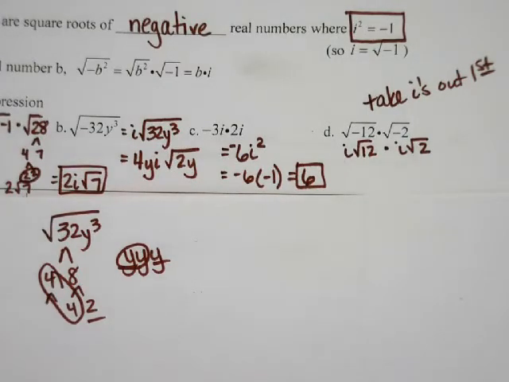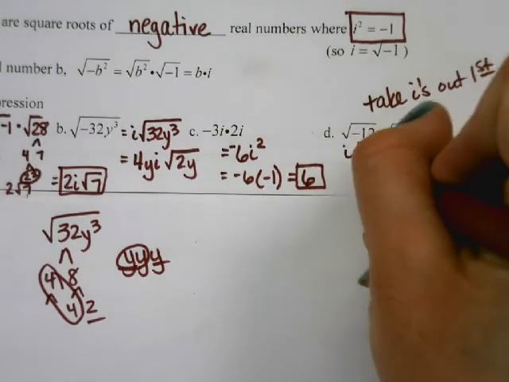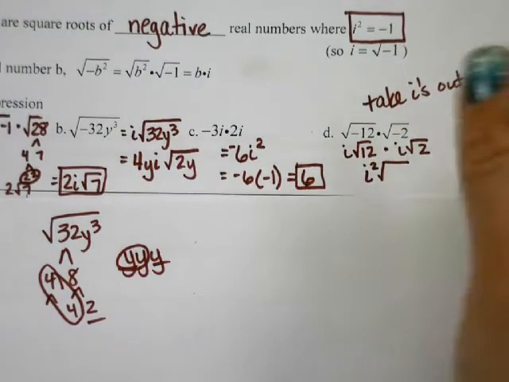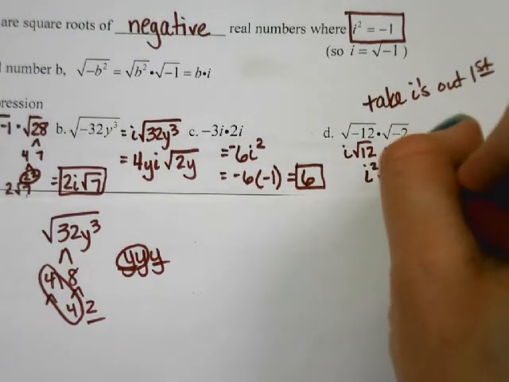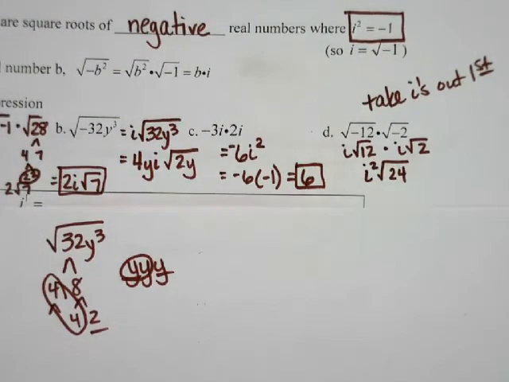So if I multiply those two together, what do you get? i times i is i squared. And 12 times 2 is 24. And then let's fix that one.